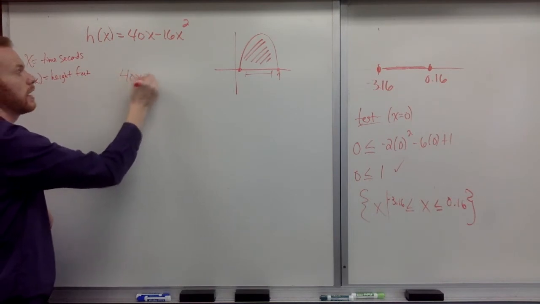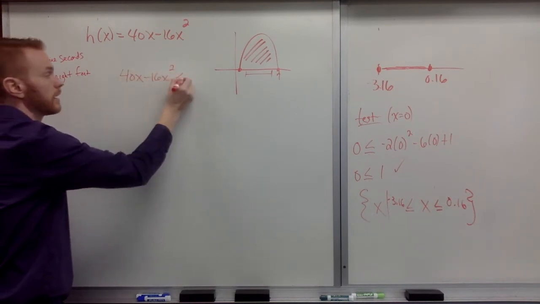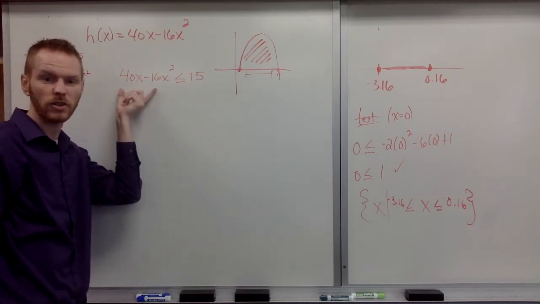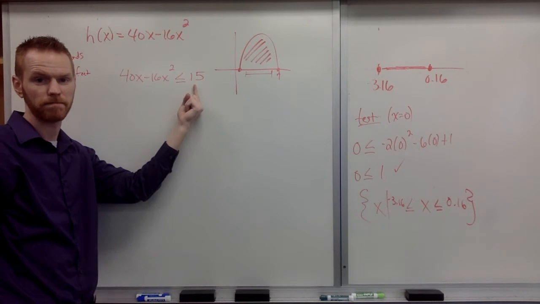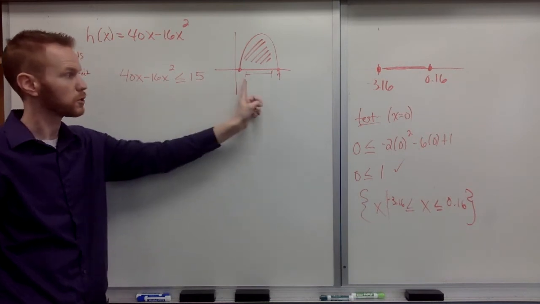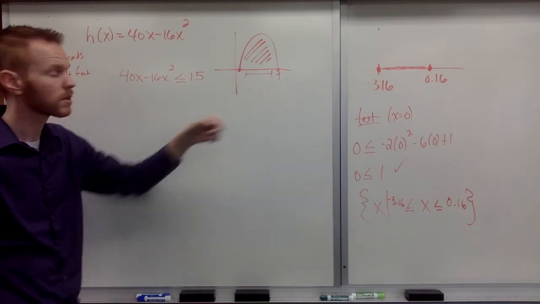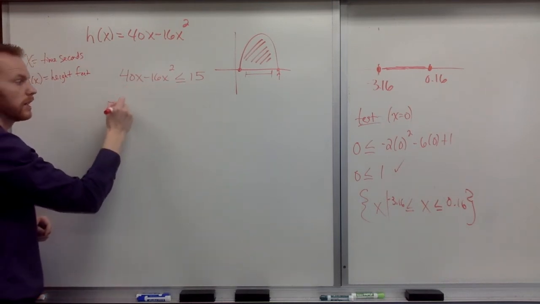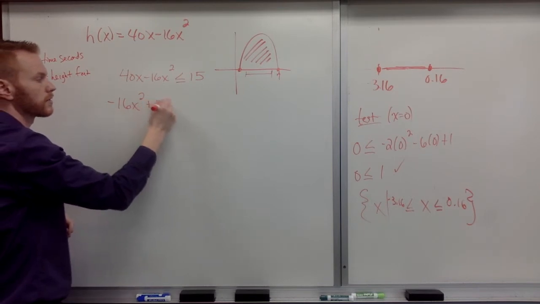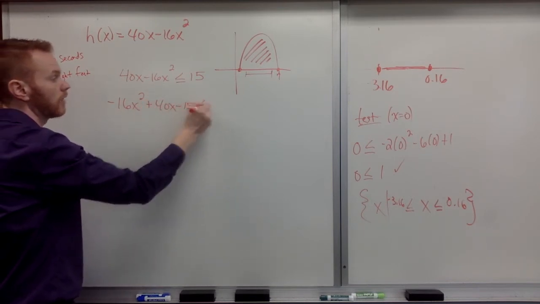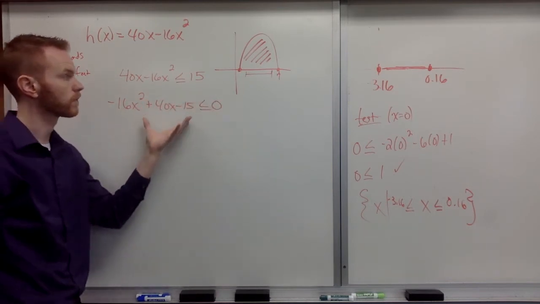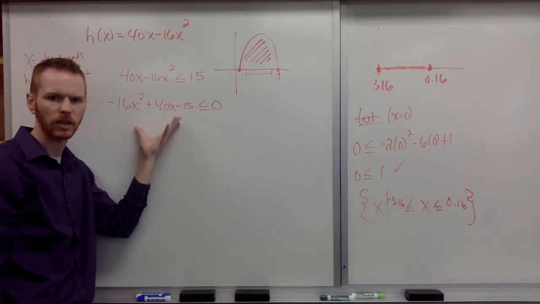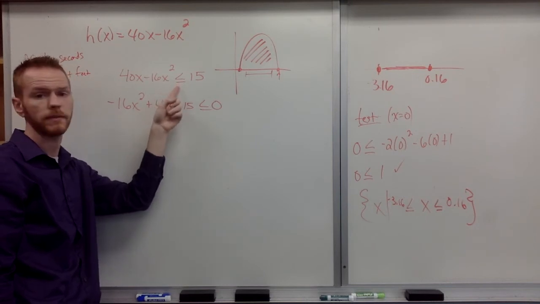Therefore, I could say that my inequality is this parabola, okay, where is this parabola less than or equal to 15? Okay, which is between this area, right? Solve this, and I'm going to rearrange this. Negative 16x squared plus 40x minus 15 is now less than or equal to 0. Okay, that's what I want here. Does that make sense, looking at this? Okay, because I want it to be within 15 feet.